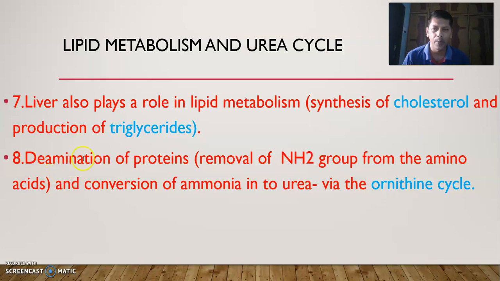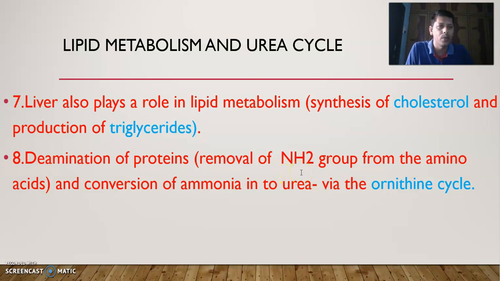Next, another important point, deamination of proteins. What is meant by de? De means removal. Dehydration, for example: in summer we lose a lot of water from our body, that is called dehydration. Here, de means removal of the amino group. The amino group is removed from the protein. You know that proteins are made up of amino acids. The word amino acid itself tells us that an amino group is present. That amino group, NH2, is removed from the amino acid. That is called deamination. This deamination is carried out by the liver, and here NH2 is formed.